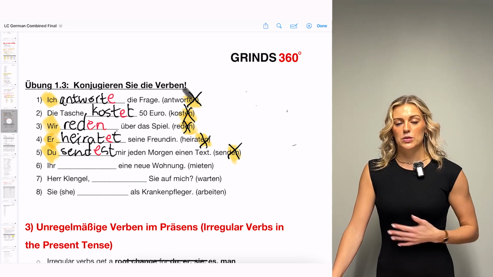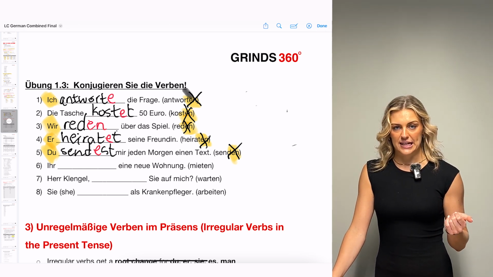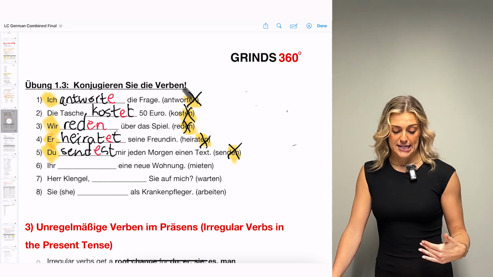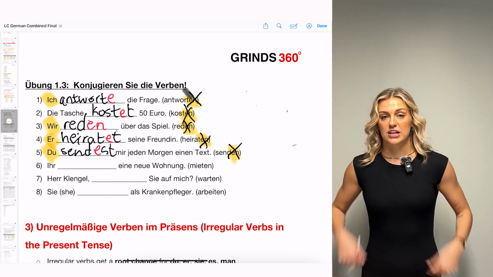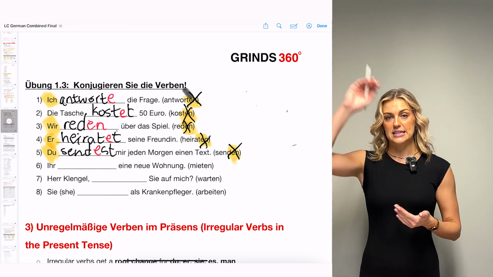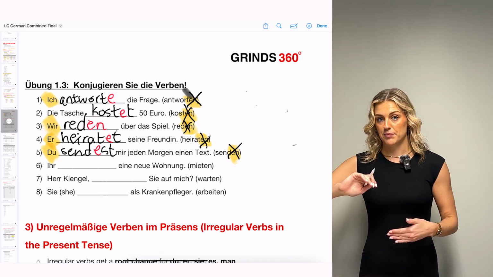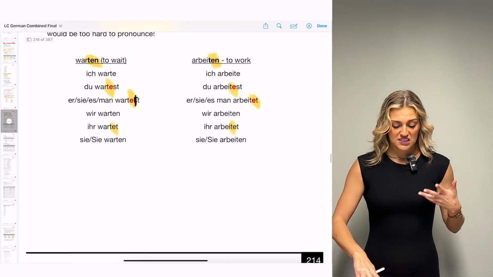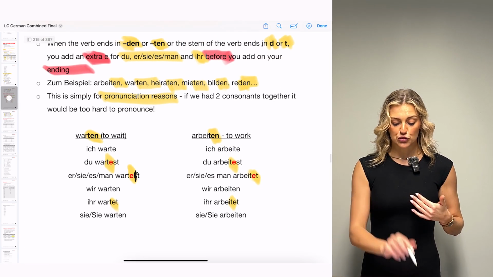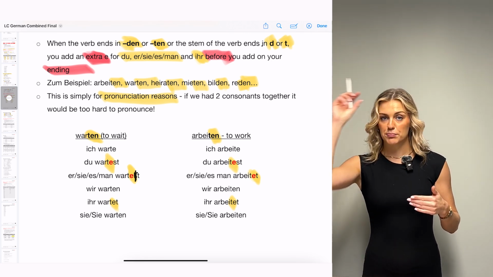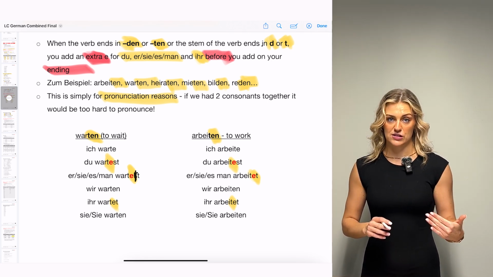So that is everything with our present tense for regular verbs and verbs ending in den or ten. So if you can do regular verbs, you can do the verbs ending in den or ten. So regular verbs, remember, take off the n or en, see who's doing the verb, and add on your correct ending: e, st, t, or en. And the verb always goes in second place. Verbs ending in den or ten, same thing. But if you're using du, er/sie/es/man, or ihr, you just need to put in an extra e before your ending, just so we can pronounce it, okay?